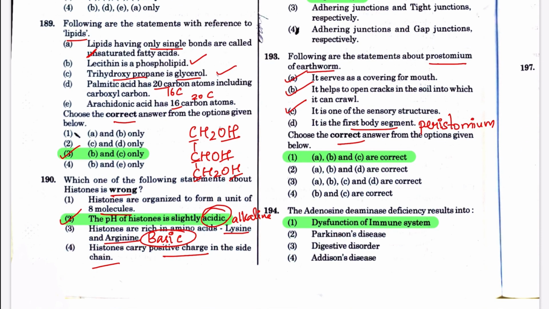Okay, next question. 194, adenosine deaminase deficiency. If this adenosine deaminase gene is not present in a particular body, their immune system would have been affected. This will lead to dysfunction of the immune system. You would have learned this in the gene therapy section.